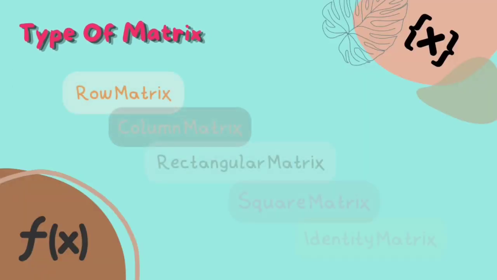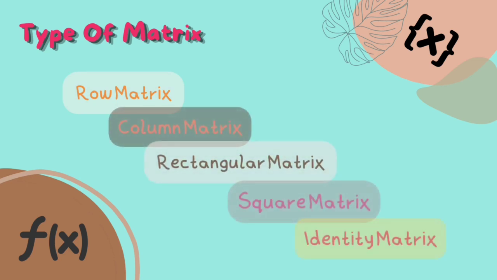Types of matrix. We have 5 types of matrix: row matrix, column matrix, rectangular matrix, square matrix, and identity matrix.